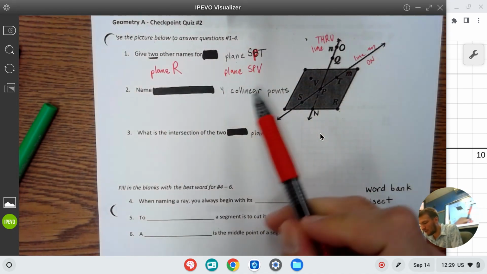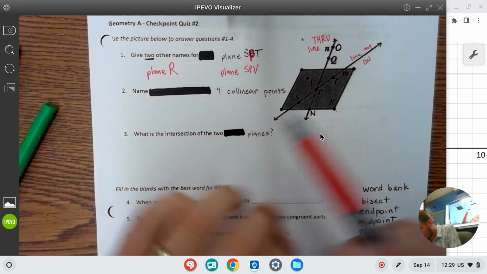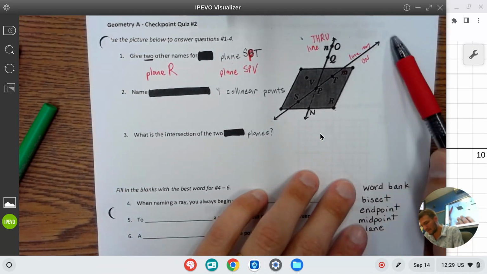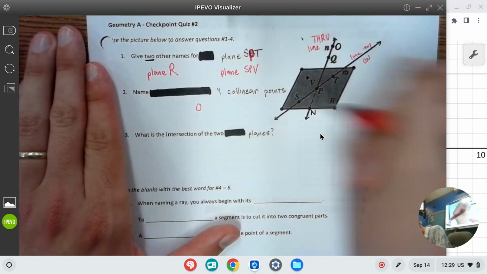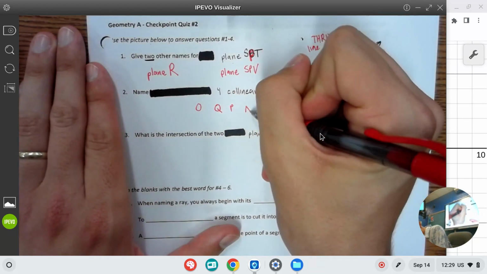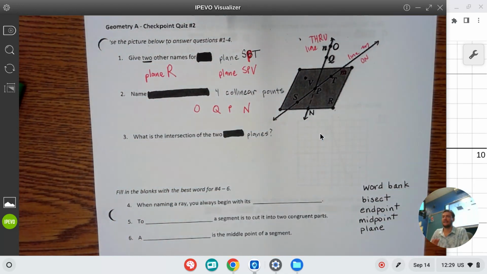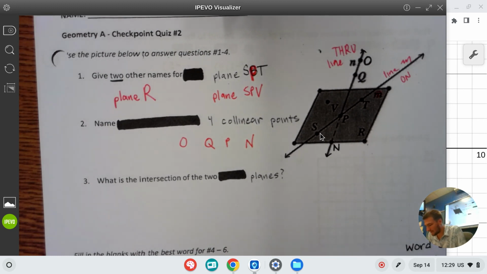Number 2, give me 4 collinear points. I think if I look at SPT, there's only 3 on that whole line, so that's not going to work for me. Oh, NPQO? Yeah, I'm going to have to go with O, Q, P, and capital N. This lowercase n can never be a point. Points are always capital. And so those can be my 4 collinear points.